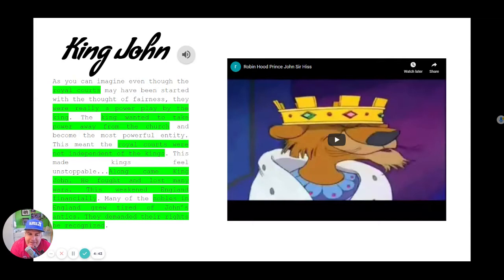And they made the kings really powerful. This meant that the royal courts were not independent of the king. So that's kind of a problem. You have courts that were run by the king. So, if you could imagine, the judges probably were going to do the bidding of whatever the king thought. So, that really gave the king a lot of power. This made the king feel just about unstoppable.